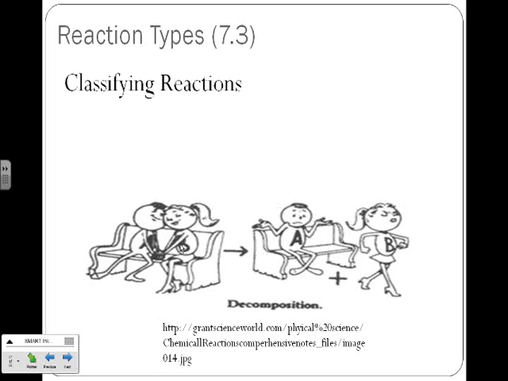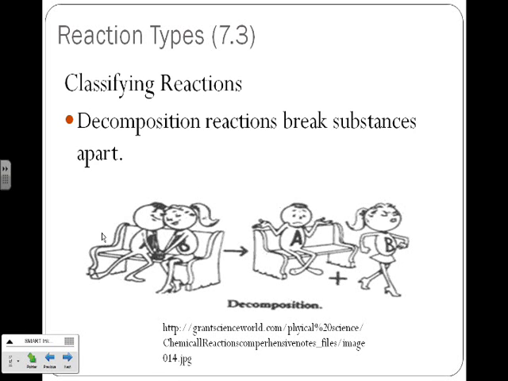Now let's look at an everyday example. This is when we have a lovey-dovey couple over here. This happens at high school a lot. But then all of a sudden it goes through decomposition, and what happens? A breakup happens. So they're together at the beginning, but they're broken up at the end.